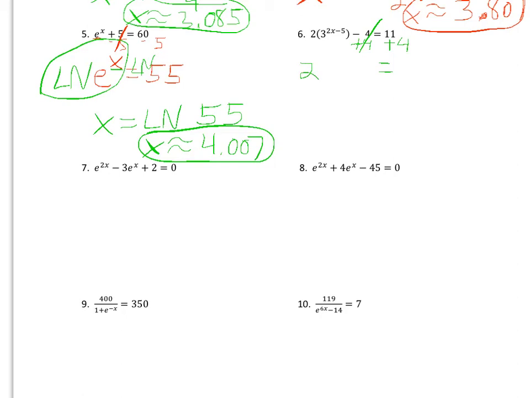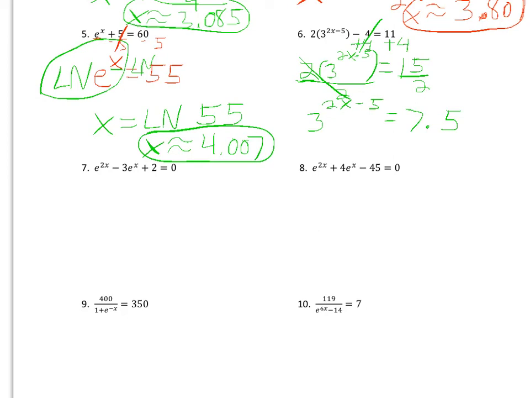That cancels. Add 4 to the right. So I have 2 times 3 to the 2x minus 5, and on the right side, 11 plus 4 is 15. Then, to get rid of this 2, it's 2 times the base, 3 to the 2x minus 5, so I have to divide by 2. So I divide this by 2, divide this by 2, and I'm going to have 3 to the 2x minus 5. And 15 over 2, that is a decimal, is 7.5.